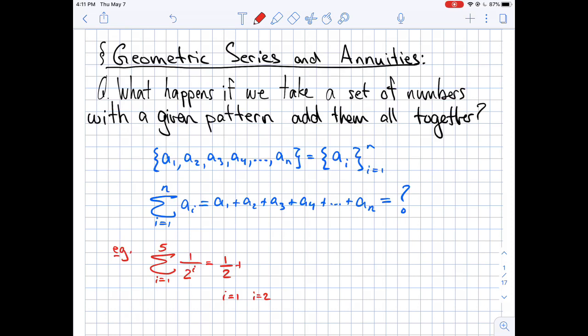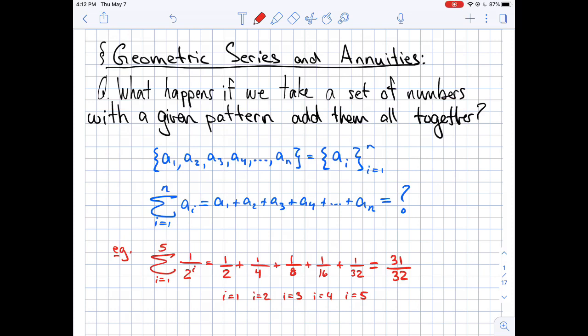Then I have my second term. What happens if my counter is equal to 2? So I have 1 over 2 squared, that's going to be 1 over 4. Then my counter is 3. I have 1 over 2 to the power of 3, which is going to be 1 over 8. We have 1 over 2 to the power of 4. That's going to be 1 over 16. And then the very last term corresponding to i equal to 5 will be 1 divided by 32. And we want to know what happens if I take all of these 5 numbers and I add them up. Well, in this case, you can get out your calculator and you can do a little bit of work. You end up getting that the sum is going to be 31 over 32.